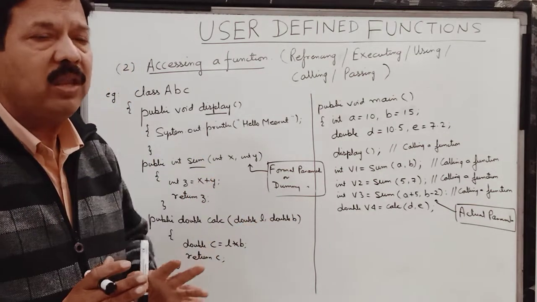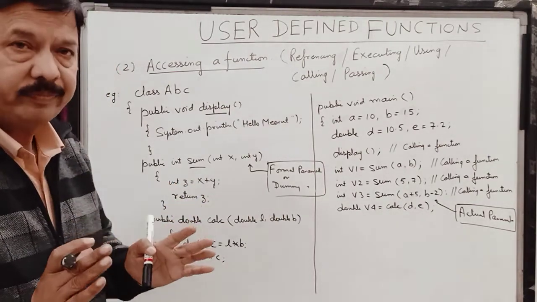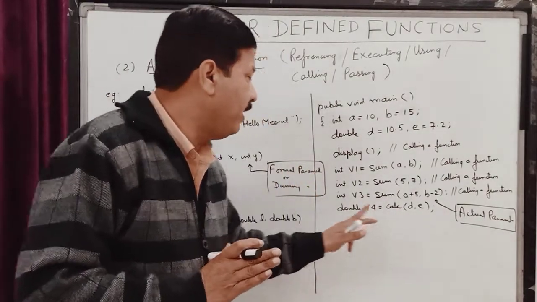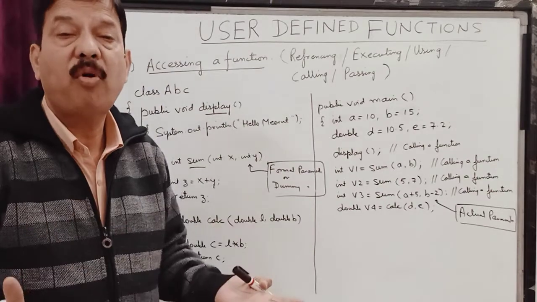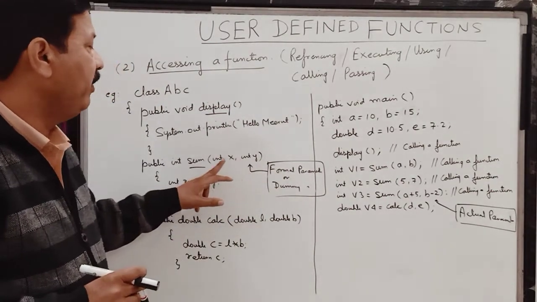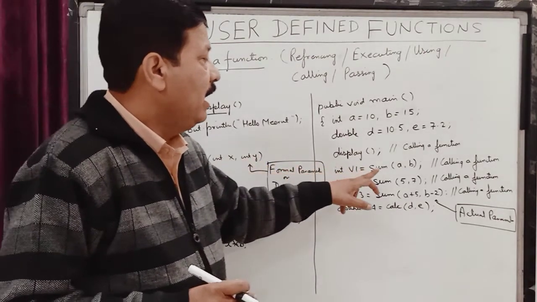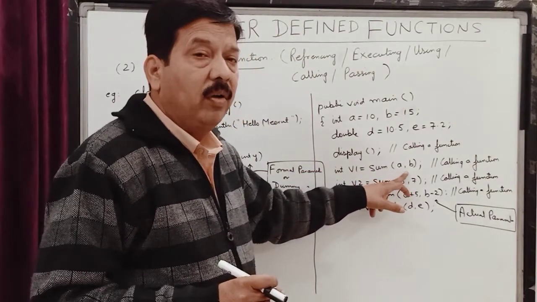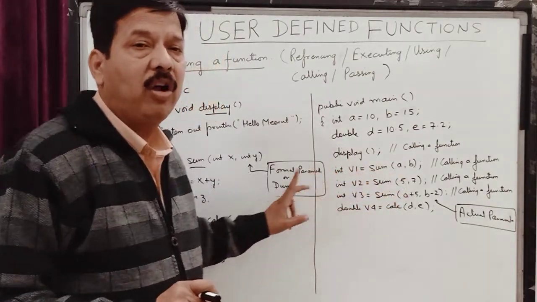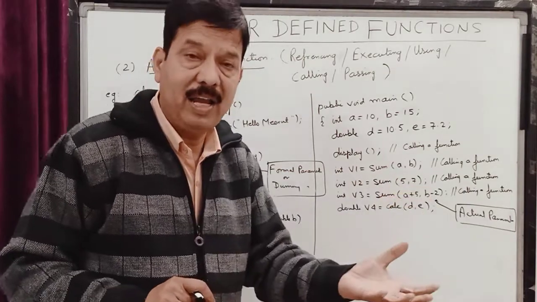Now there is one more thing. This is the difference. One similarity is there, that the number and the data type of the actual parameters and the formal parameters must correspond to each other. That means that if the formal parameters are two parameters and both are of type integer, then when we call this function, the actual parameters must correspond in number as well as in data type with the formal parameters.